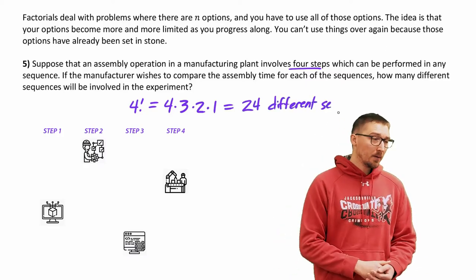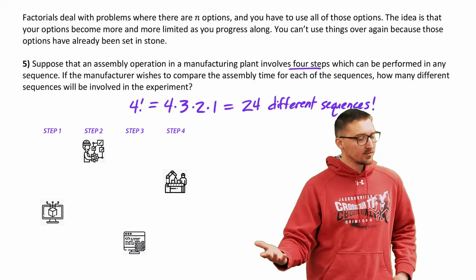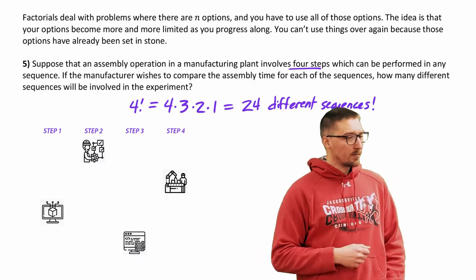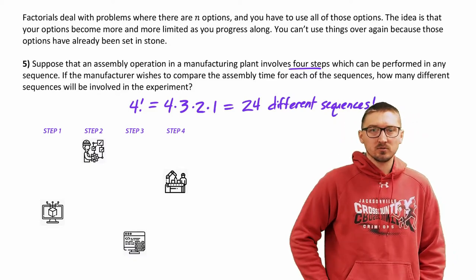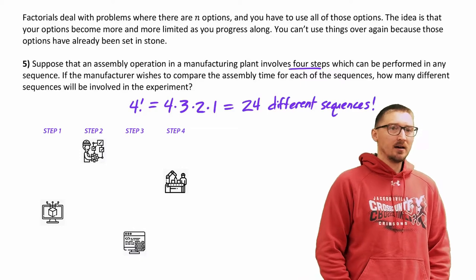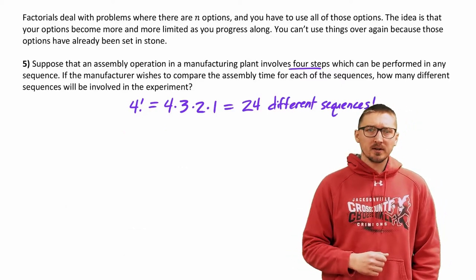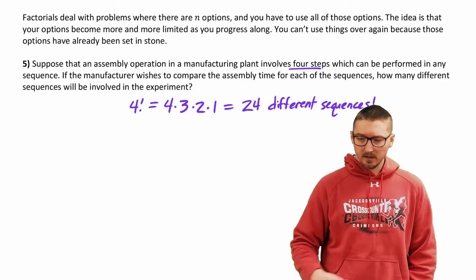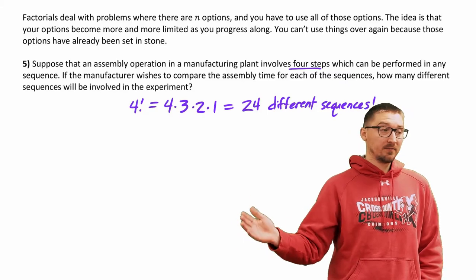And so this company would want to test all 24 of those and record how long it takes for them to make their product, whatever that might be. And to be most efficient, they probably would choose the fastest one or the one that's maybe cheapest or anything like that. That problem can be represented by 4 factorial. Okay, and you use factorials when you're using everything, all 4 steps, finish to end.